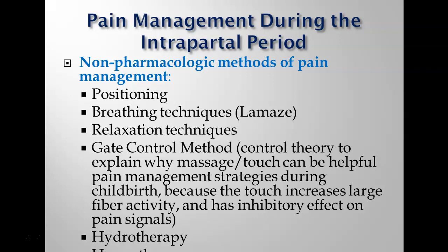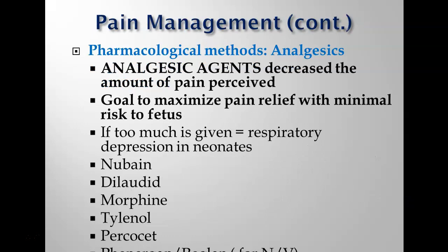Hydrotherapy, if she wanted to get into a hot shower or a bath. A lot of the hospitals offer birthing tubs now where women like to labor. And then some women try hypnotherapy as well. If you're using a pharmacological method, you can have an analgesic.